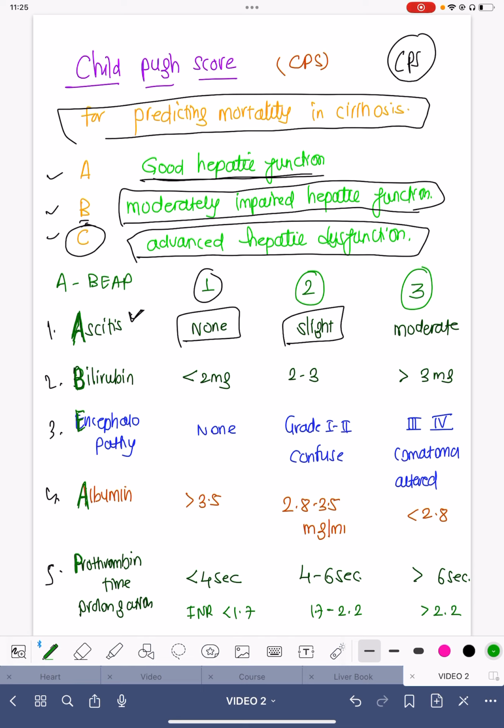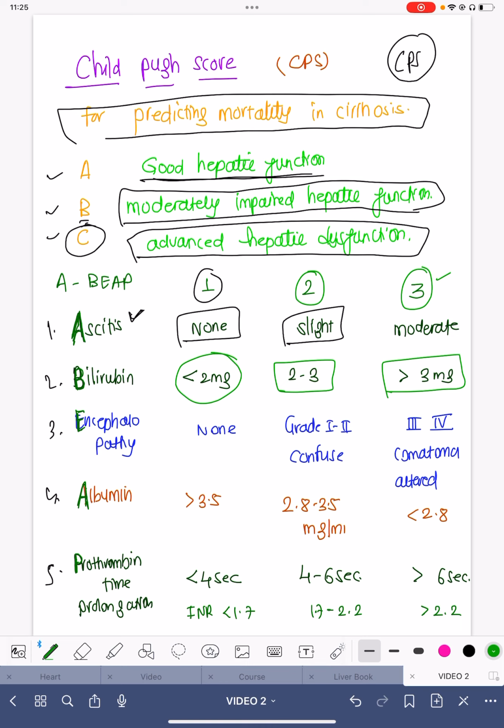The second thing which we see is the bilirubin level in the blood. If it is less than 2 milligram, we give a score of 1. If it is between 2 to 3, we give a score of 2. And if it is more than 3, we give a score of 3.